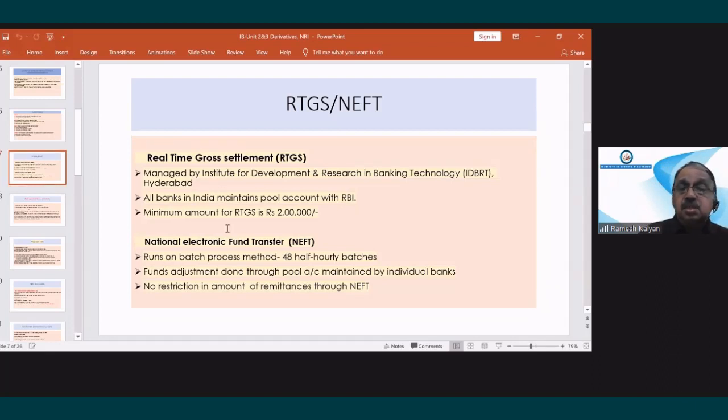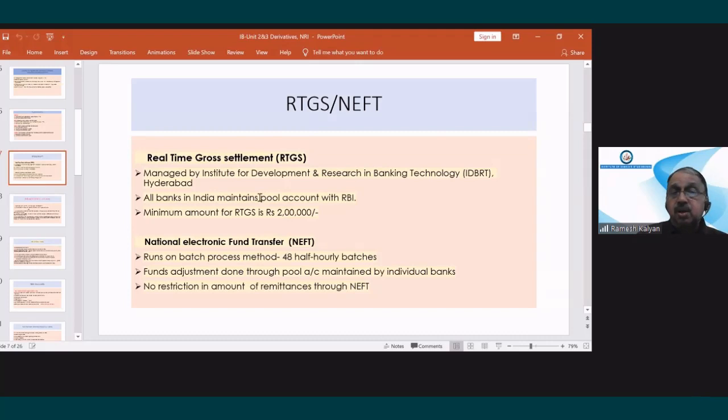Okay, RTGS and NEFT, you know very well. These two are working based on which act? The PSS, Payment and Settlement Systems Act. The question they can ask is only two questions. RTGS is for amounts above 2 lakhs. Now it is so simple that everybody knows, so definitely they will not ask.